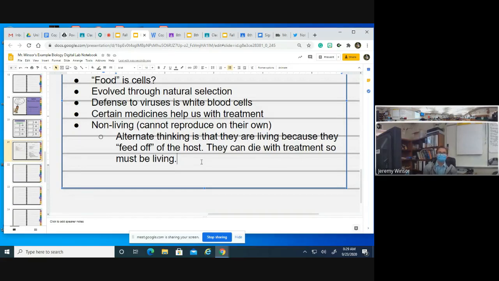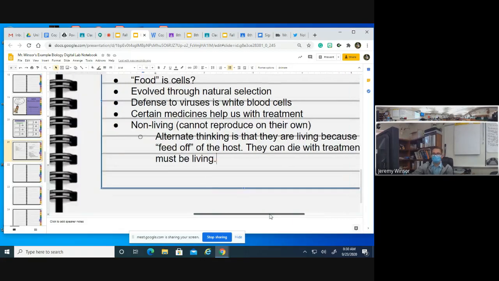Any other thoughts regarding this? All right, so we have alternate thinking. We have somebody that says they believe they are non-living because they can't reproduce on their own. And then our alternate thinking is that maybe they are living because they're feeding off the host. This idea of feeding off, I want to know, how do viruses get their food?